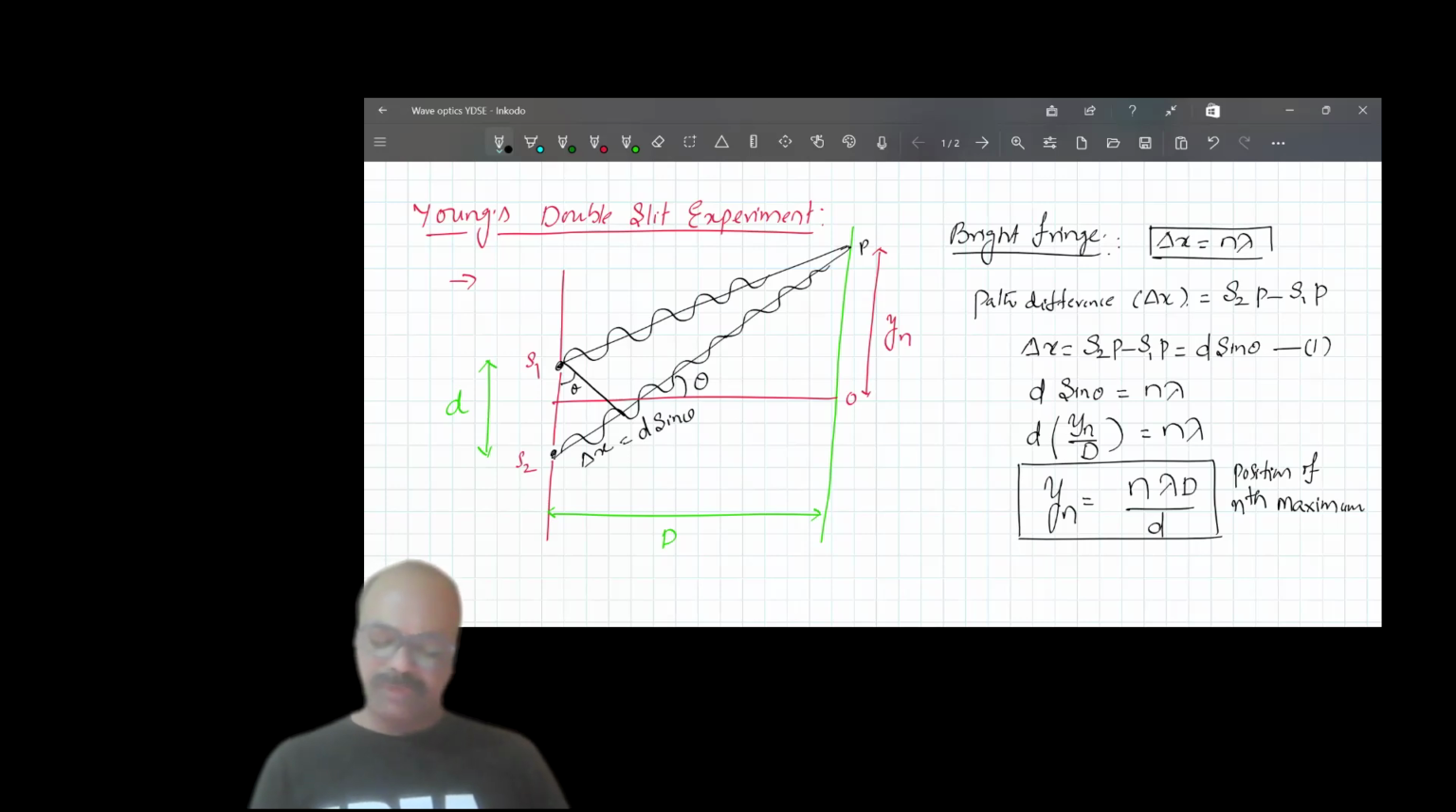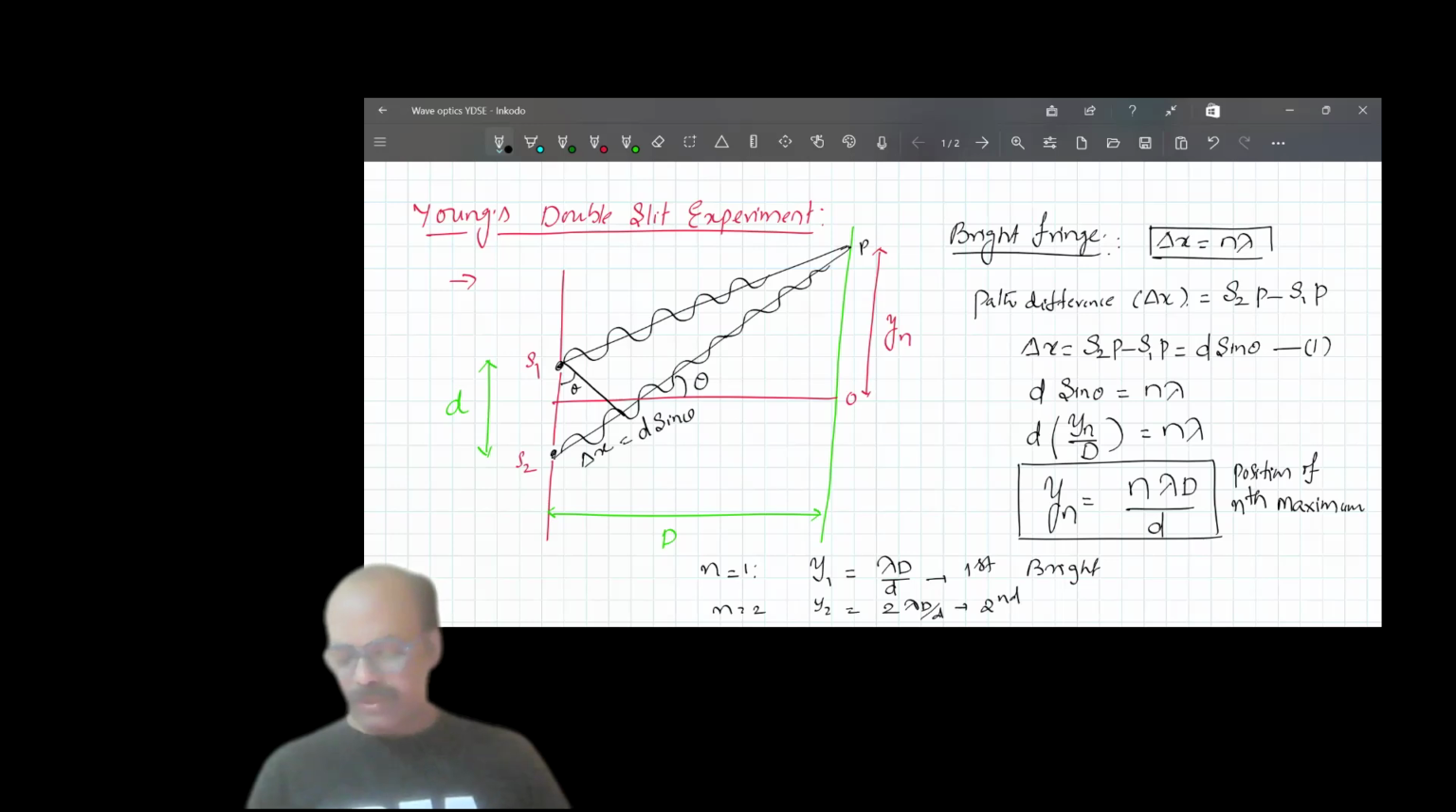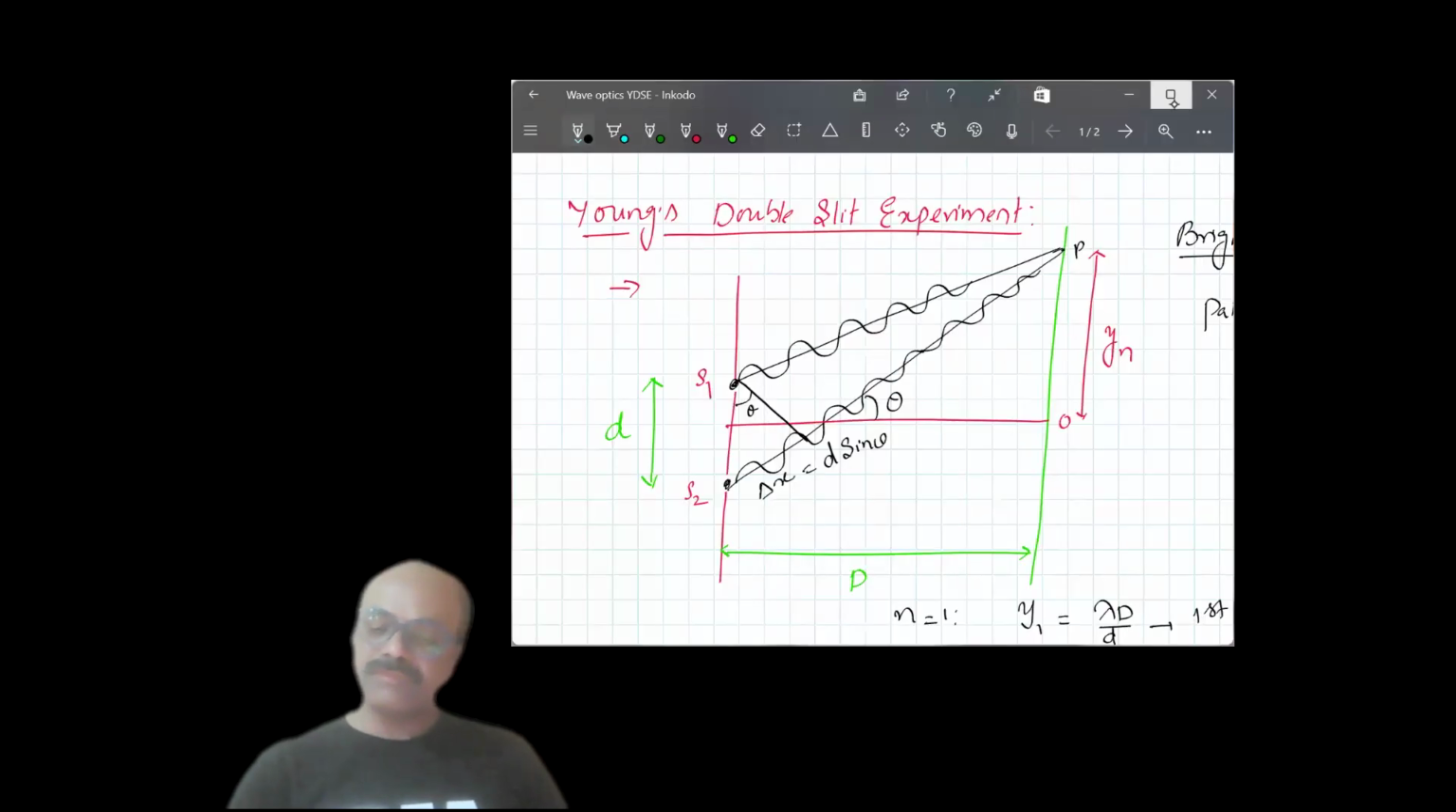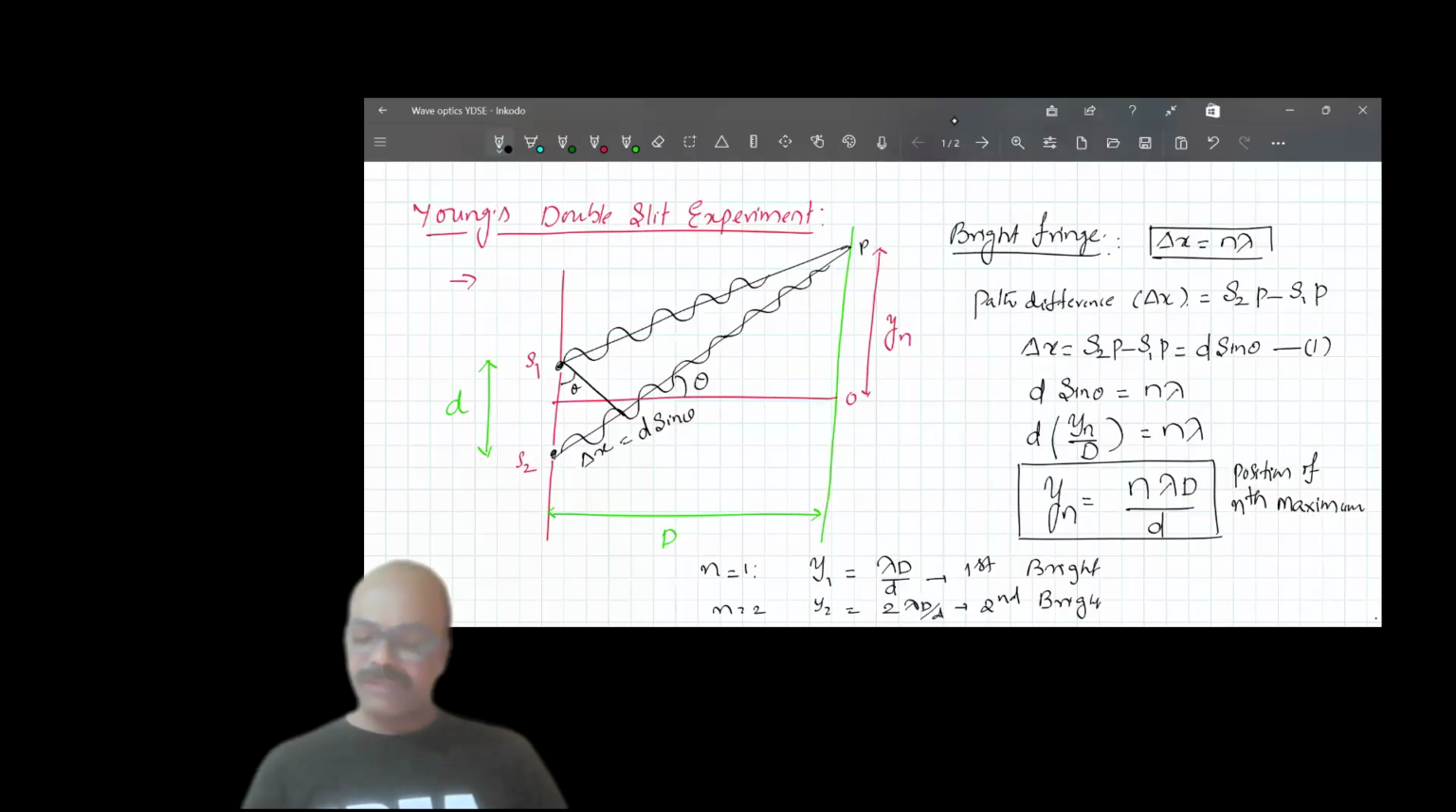If you take n equals 1, you get y1 equals lambda capital D by small d. This we call the first bright fringe. And n equals 2 means y2 equals 2 lambda capital D by small d. This we call the second bright fringe. This is the first bright and the second bright.